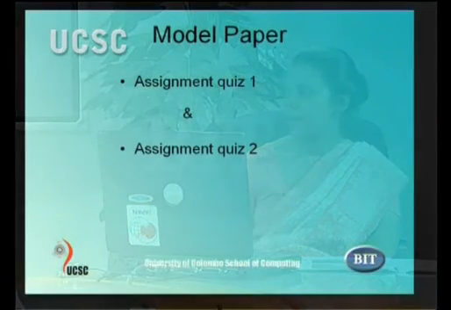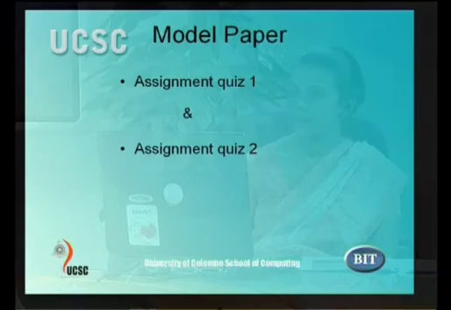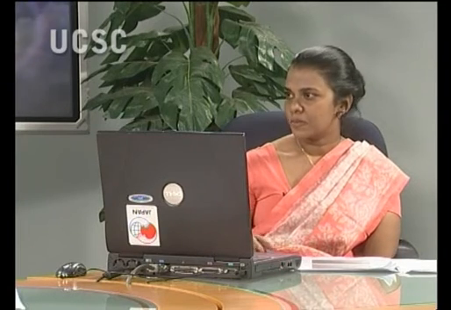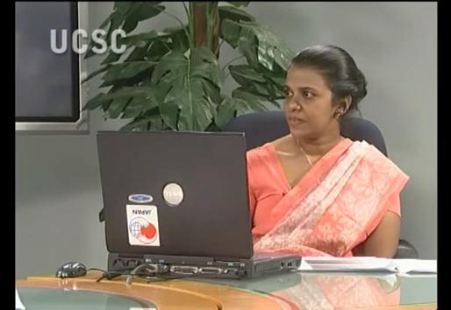And then if we consider the model paper, Dr. Yamaya, what would you like to add? Actually, if you do the assignment quizzes 1 and 2, that gives an idea of what the final paper would look like. So it's sort of a model paper. Assignment quiz 1 will cover the first half of the syllabus, topics 1 to 5 in this course, and quiz 2 will cover topics 6 to 9. Basically it will be MCQ questions with 5 choices.